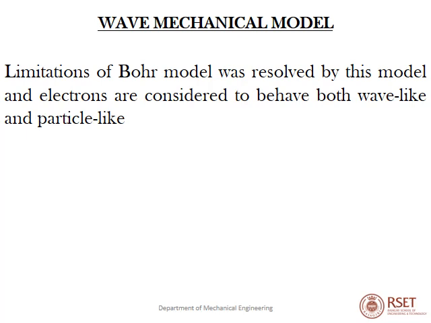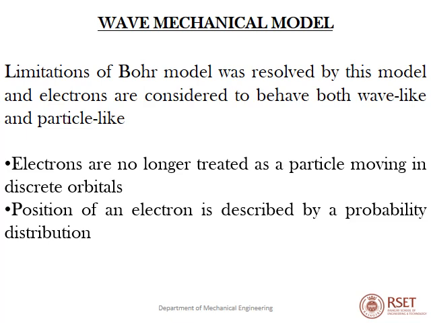Then the new model is the wave mechanical model. In this model, the limitations of the Bohr model were resolved, and electrons are considered to behave both wave-like and particle-like. We can only find a region where the probability of finding the electron is high, rather than a discrete point where the electron is exactly located. That is not possible, but we can use the Bohr radius, already calculated by an equation, as the region where we have a probability. So the Bohr radius also has a particular significance in this model.